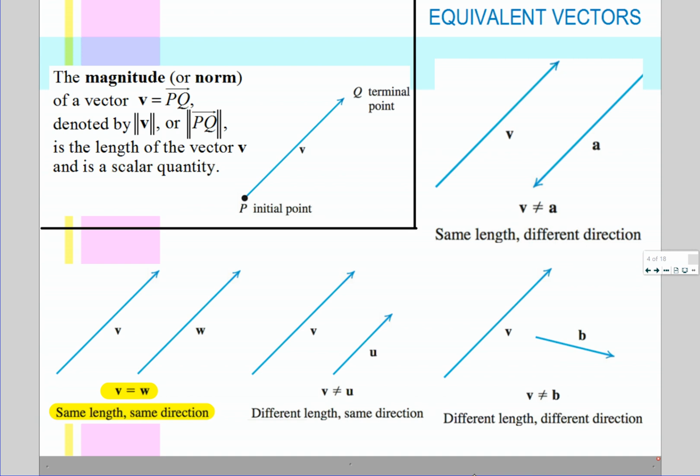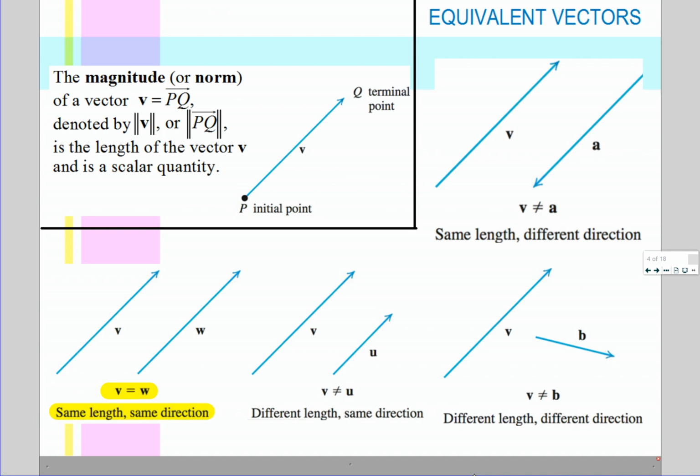These ones are what we call opposite vectors. They're the exact same length, but you can see the arrow, the terminal side, is on the other side. They're flipped. So those are what we call opposite vectors. This is an example of equal vectors: same length, same direction. Then we've got ones that are different lengths and different directions, so they're not equal.